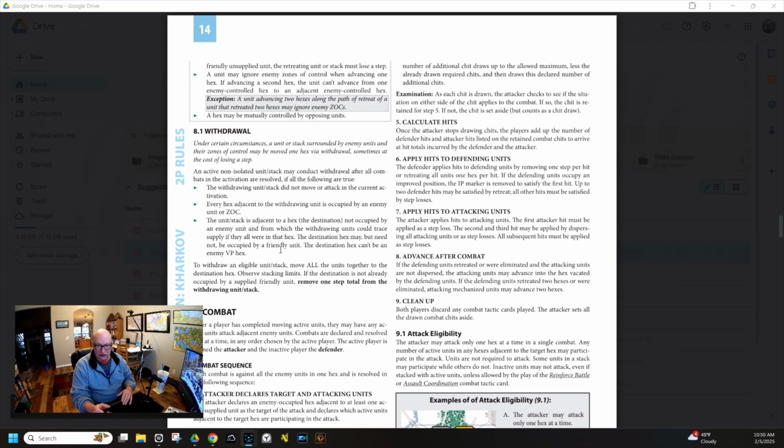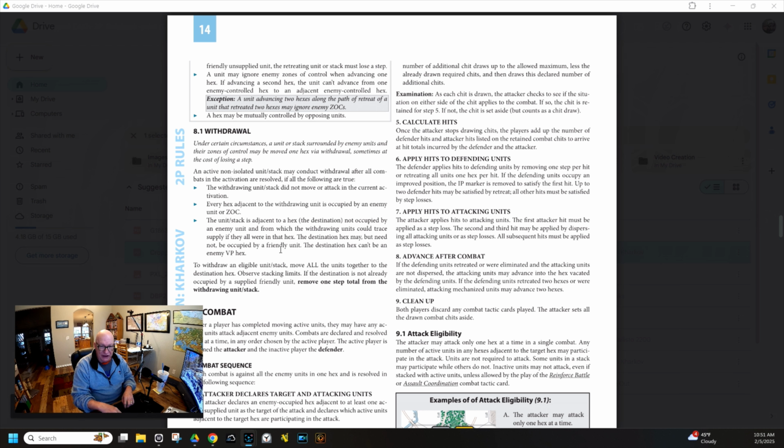Apply hits to attacking units. The next phase is you apply the attack to the attacking units. The first attack hit must be applied as a step loss. The second and third hit may be applied by dispersing all attacking units or as step losses. I'm going to read that again. The second and third hit may be applied by dispersing all attacking units or as step losses. All subsequent hits must be applied as step losses. So you're going to want to keep that dispersing in mind.